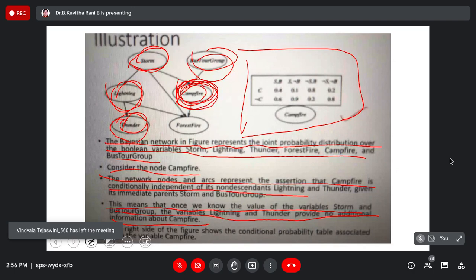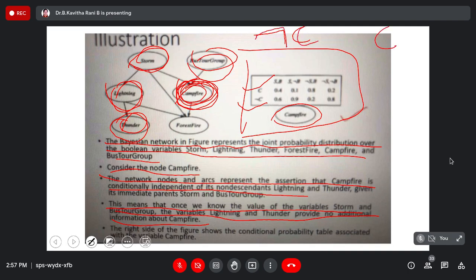So here, setting up campfire. If it is yes, then it is denoted by C. If it is no, it is denoted by this symbol. This is no. Yes ante C ga denote chestam. No ante ee symbol use chesi, for a particular variable we will be using not. Okay.